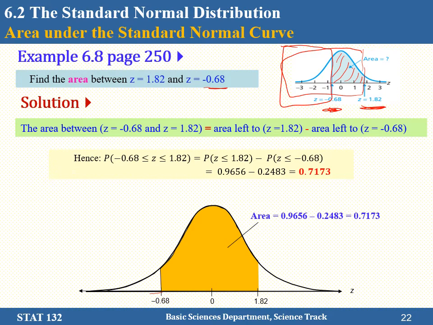If you want to write the area to the left, you can write it as the probability that z is less than or equal to 1.82. And here, left of negative 0.68, you can write it as the probability z less than or equal to negative 0.68. You don't have to write the equalities. It's not important. These are coming from the table. Check the previous examples to see how to find them from the table. We already found them here, so we will get the area as 0.72173.